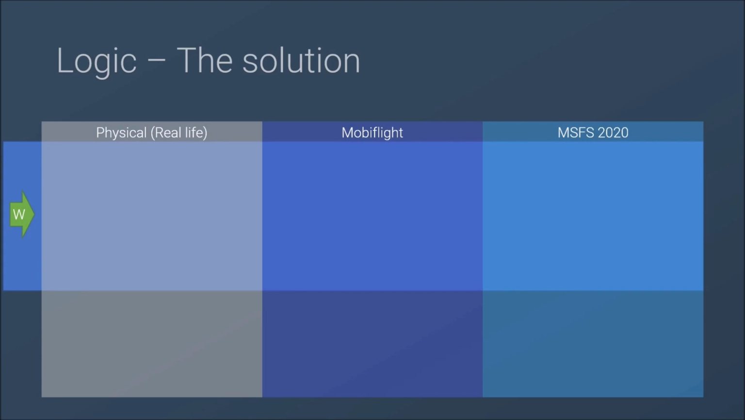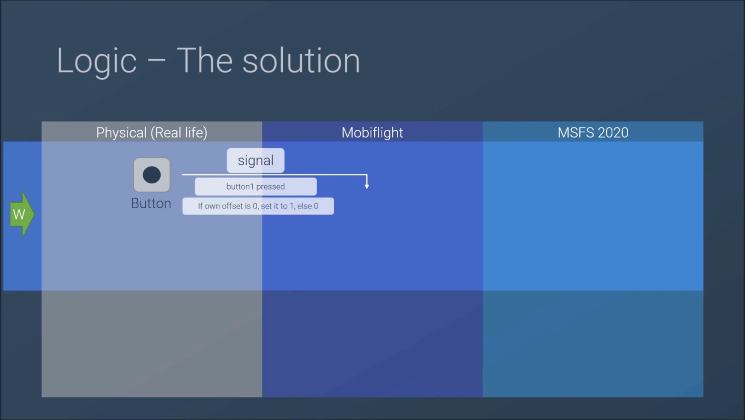Same principle applies here. Onto the right side we have a physical button. When we press it, a signal goes to MobiFlight, same as before. But now we set our own FSUIPC offset and use this as our main hub, so to speak. So whenever you press this button, it will toggle between 1 and 0. How to do that, I'll show you in a second. So we have now our own FSUIPC offset, which toggles between 0 and 1. And this is, once again, our hub for everything else.